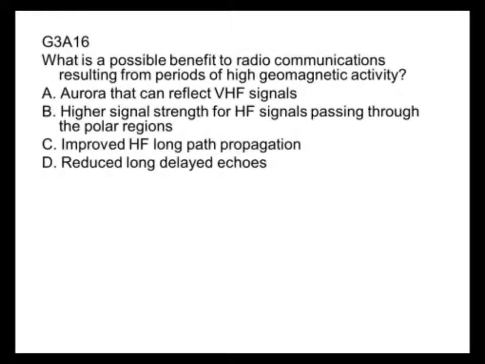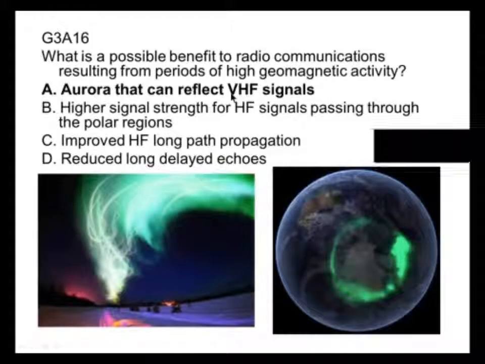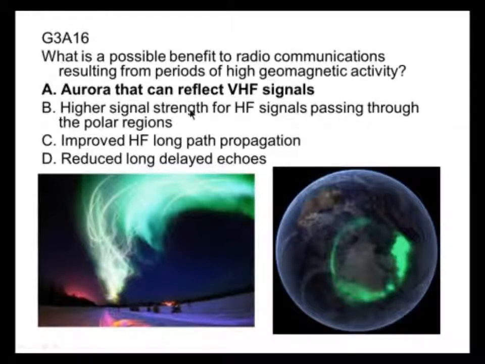What's a possible benefit to radio communications resulting from periods of high geomagnetic activity? High geomagnetic activity creates auroras, and auroras can be used to reflect VHF signals. In fact, that's one of the fun things that the guys in the northern latitudes do. When the aurora is strong, they'll actually reflect their VHF signals off of that and make contacts using the aurora as a reflector for their signals.